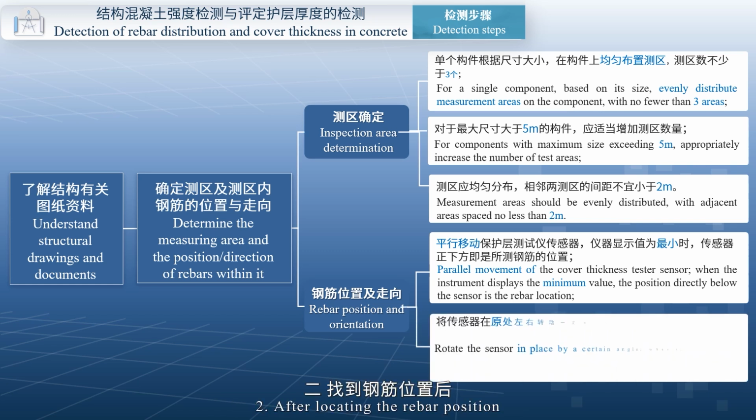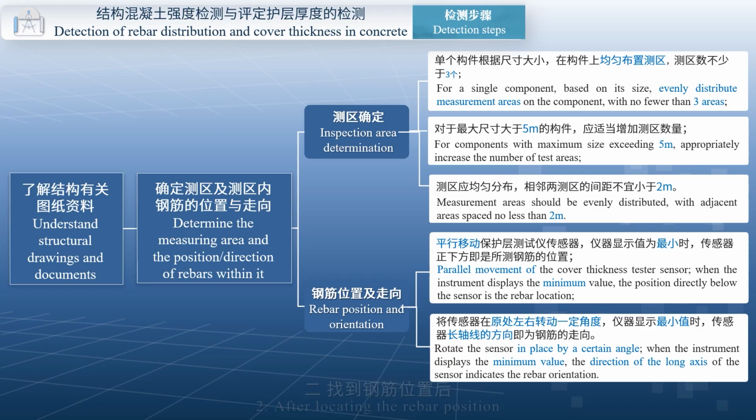Second, after locating the rebar position, keep the sensor in place and rotate it left and right by a certain angle. When the instrument displays the minimum value, the direction of the sensor's major axis indicates the direction of the rebar.